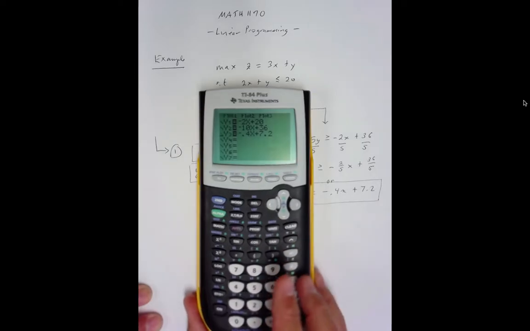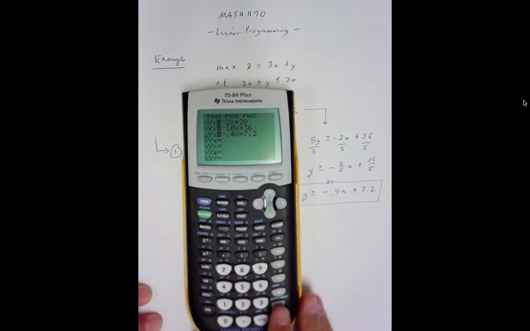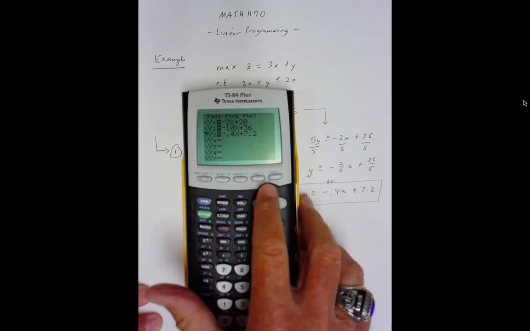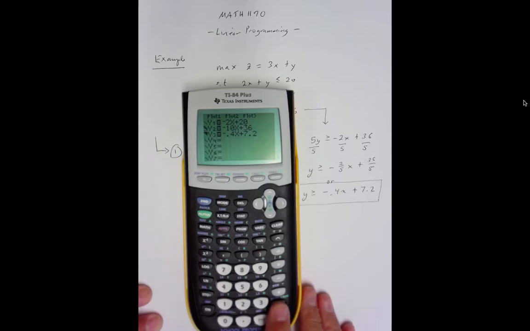So let's go over and create the inequalities. So we're going to have, what is that one, greater than? It's kind of hard to see. This one's greater than. And this one is less than.